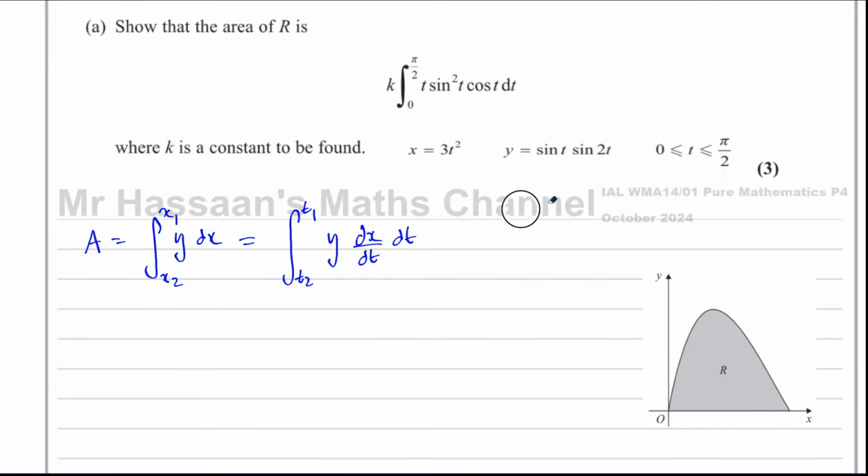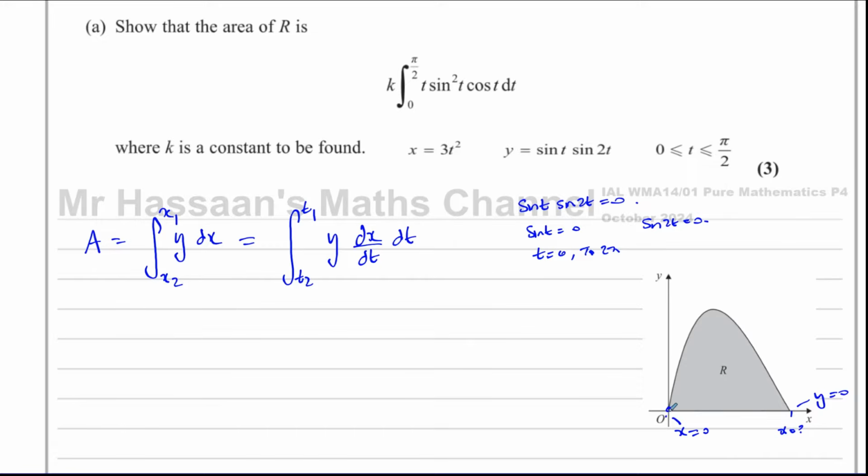First of all, we have to find these points. This is where x is 0, of course, and we have to find what this value of x is. Now this is where the curve hits the x-axis. At this point, we know that y equals 0. So if I put y equals 0, I have sine t times sine of 2t equals 0. If I solve this, either sine t is 0 or sine of 2t is 0. So this means t can be 0 or pi or 2 pi.